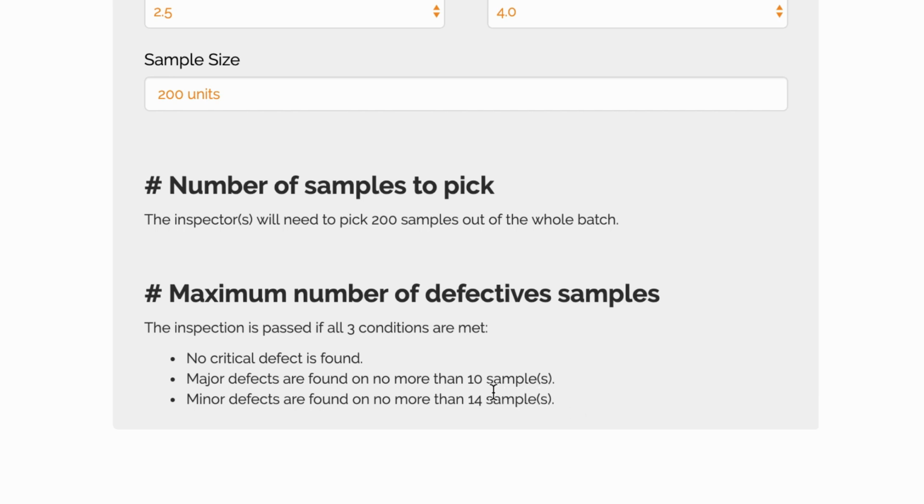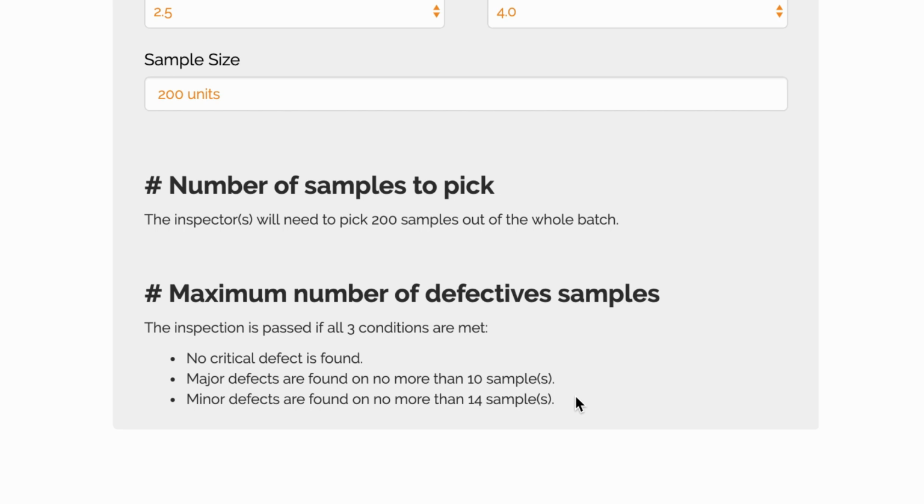All right, so 2.5 in this case for 200 samples, we mean no more than 10 major defects, and also no more than 14 minor defects. So if, for example, you find 1 critical defect, okay, the whole thing is rejected. If you find more than, let's say, 11 major defects, even if it's 0 minor, the whole thing is rejected. Or if it's 0 major, 0 critical, but then you find 15 minor, it's rejected. Okay, so each one of them is a hard limit.